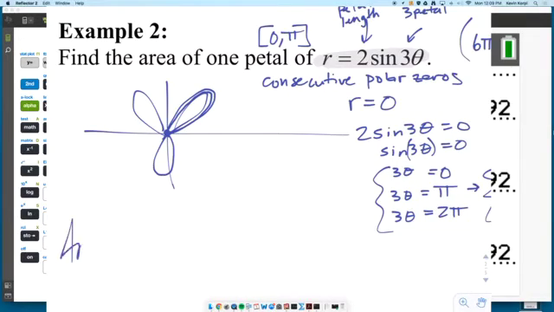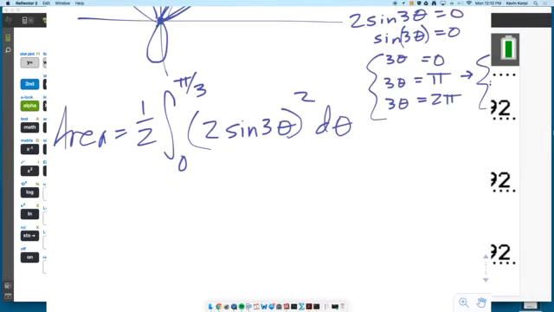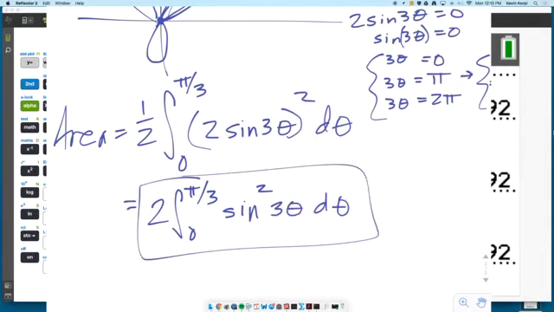So let's go ahead and set it up. The area is going to be 1/2 the integral between consecutive zeros, from 0 to pi thirds, or pi thirds to 2 pi thirds, or 2 pi thirds to pi, of r squared d theta, and r is 2 sine of 3 theta. So there's the setup. Let's simplify. I have to square the 2. What's 2 squared? 4, and when you pull it out front times the half, that turns it into a 2. So the simplified integral would be 2 times the integral from 0 to pi thirds of sine squared of 3 theta d theta. This could be your multiple choice answer.